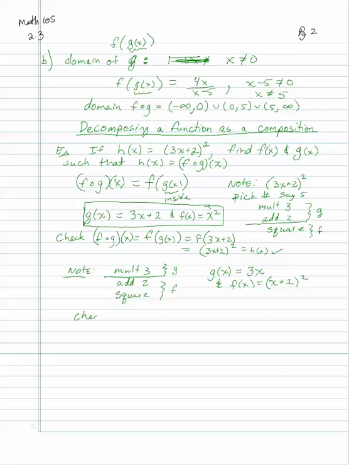And if we check it, f of g of x would be equal to 3x, and then f is the x plus 2, so I'm going to leave parentheses there. Take the x out, put in 3x. So you get the 3x plus 2 squared. Checks out to h of x. Okay? So either answer would have been acceptable, so you can get different answers.